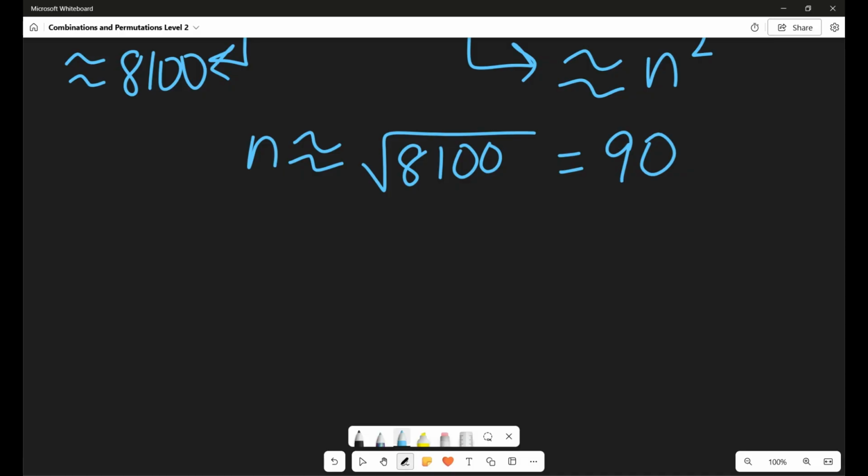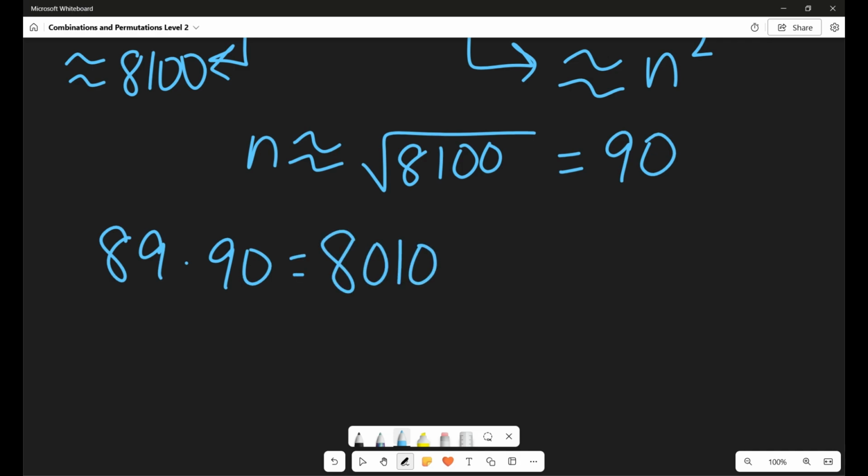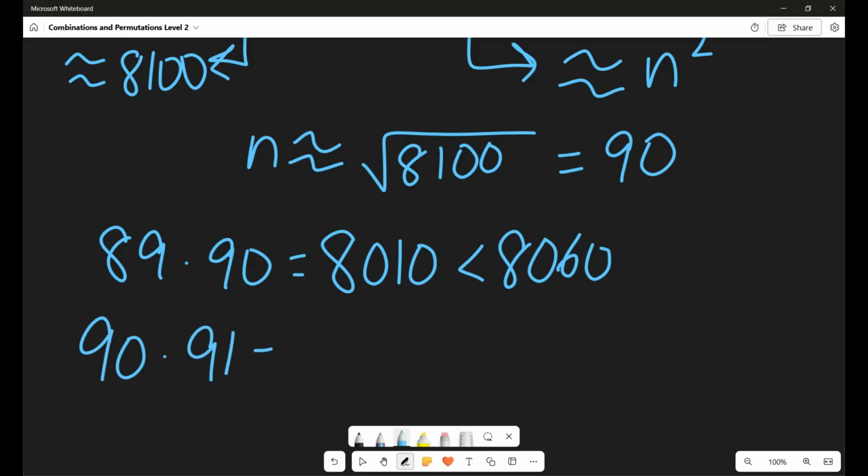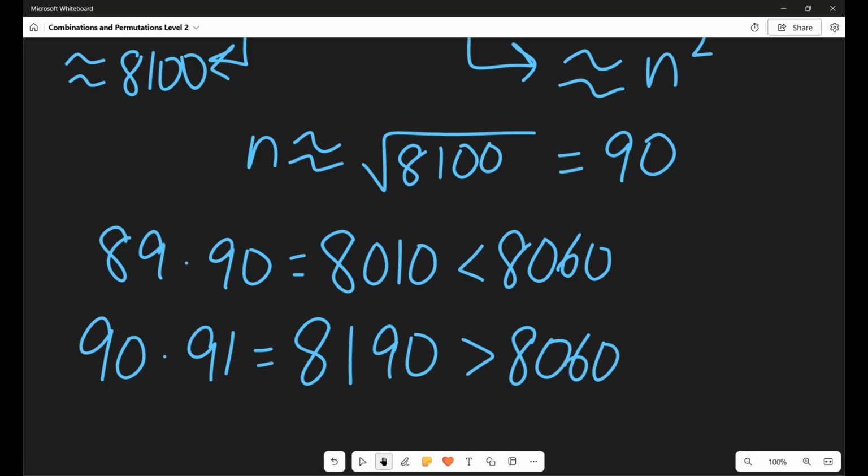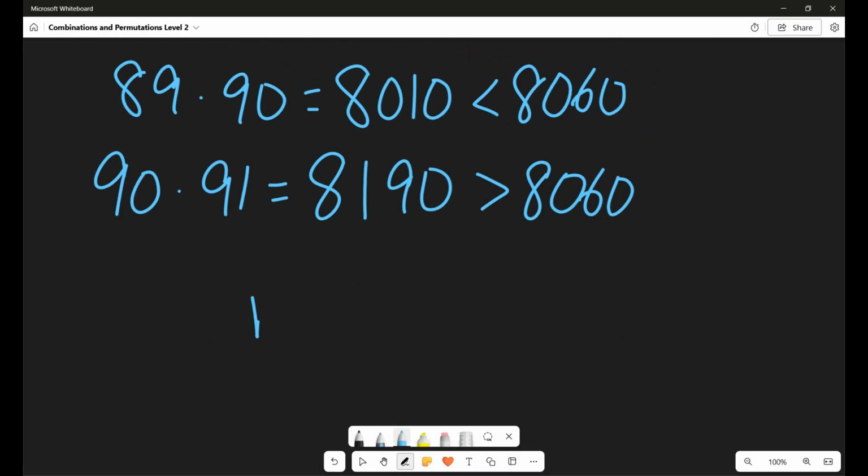We find out that when n is 89, we see 89 times 90 is equal to 8010, which is actually less than 8060. But when n is exactly 90, we get 90 times 91 is equal to 8190, which is actually greater than 8060. So this gives us our final answer of 90.